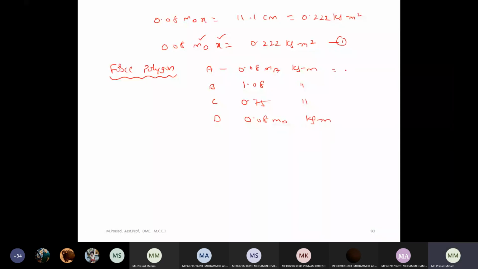This kg meter should be converted to centimeters. What is the value in terms of centimeters? So we can convert only 1.08 and 0.75. We cannot convert 0.08 MA. Why? MA and MD are unknown. We cannot get these two values. We need to find. Okay.